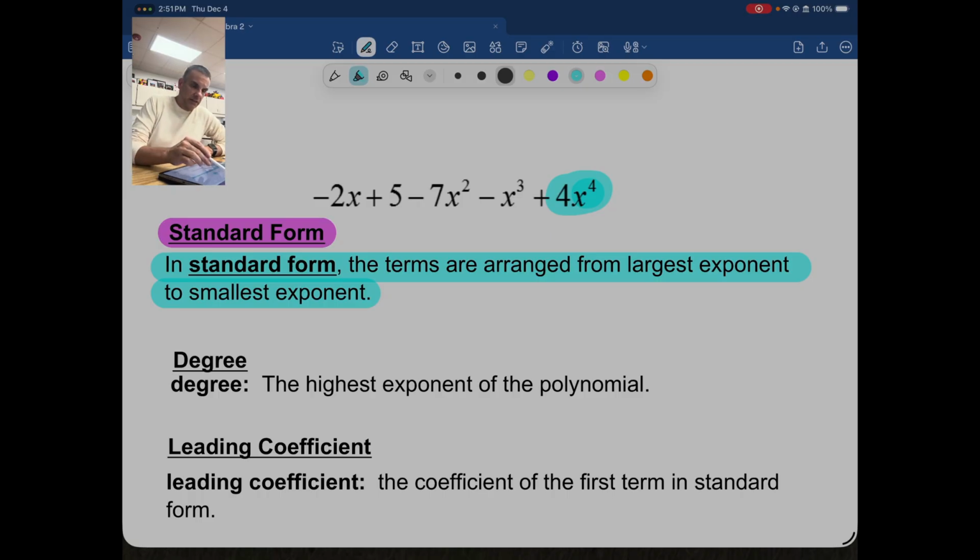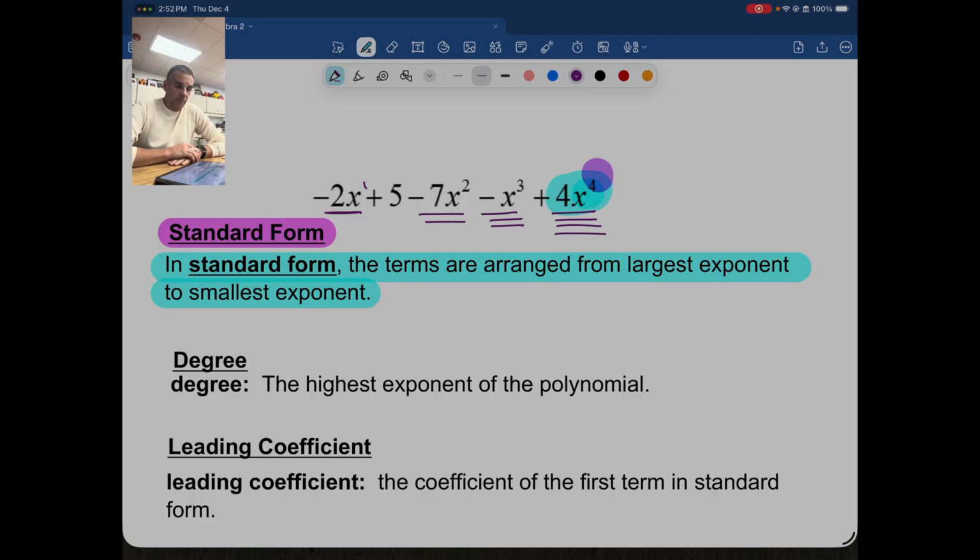Now, one of the things that I like to do that can kind of help me is I look at the exponent, and I underline it according to the number of the exponent. There's understood to be a 1 on x, so I would put 1 line underneath it. 5 doesn't have an exponent, there's no variable, so I don't put any. I would put 2 lines underneath this one, 3 lines underneath this one, and 4 lines underneath that one. Now, when I put it in standard form, I'm going to start at the most lines down to the least number of lines, and I'm going to take the symbol that goes with it.